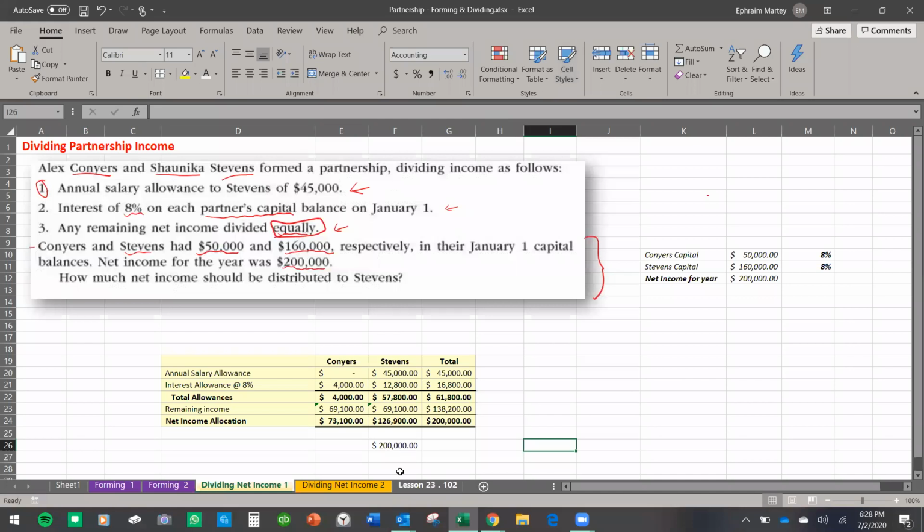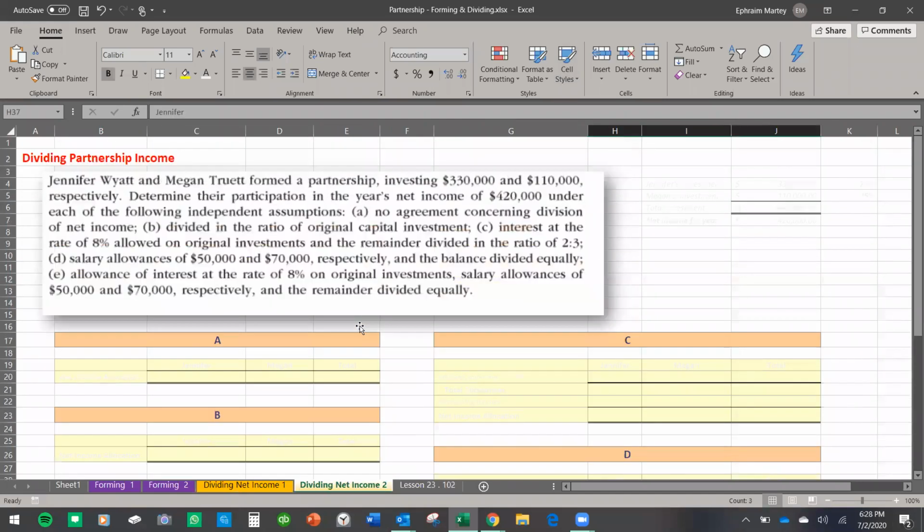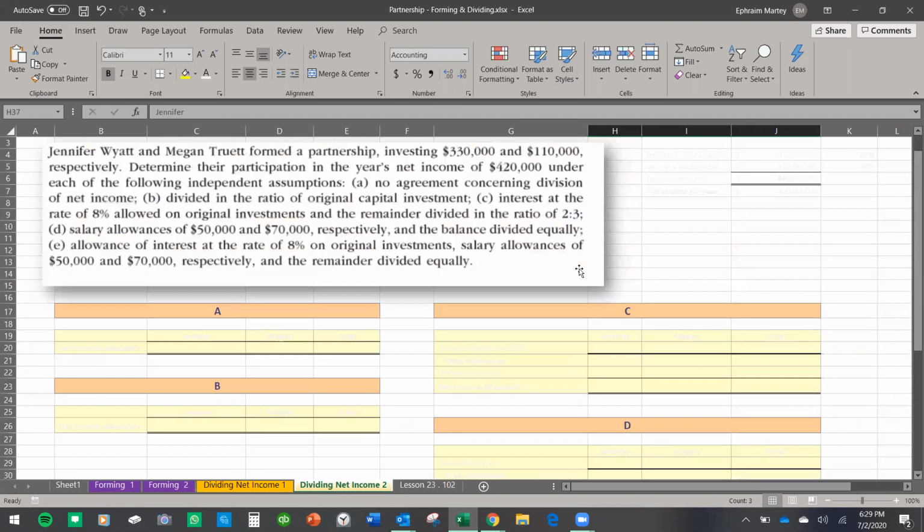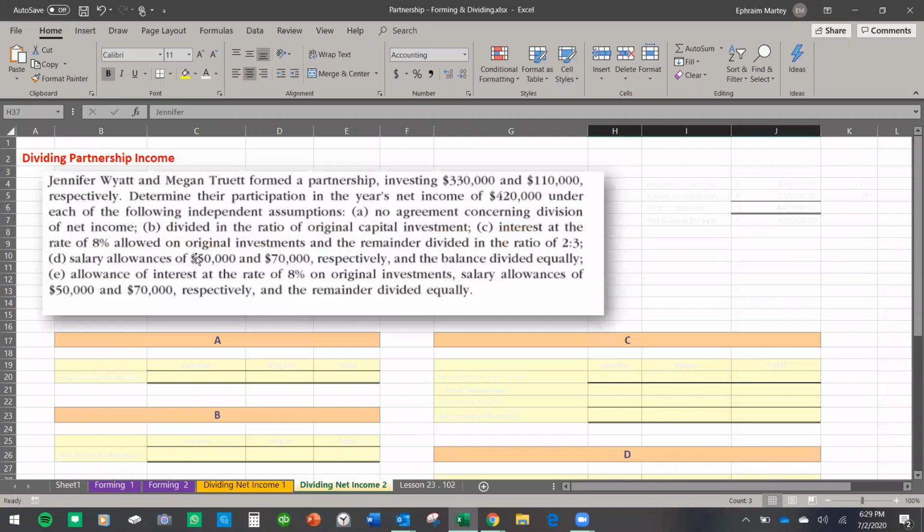Let's look at a little more complicated one. Here we have two partners, but we have so many terms, so many scenarios. We have A, B, C, D, and E. So we have 5 scenarios. We have to assume what will happen if we use term A, term B, term C, D, or E. That's what makes it a little bit complicated, a little bit of work. So I'm going to go a little faster here.